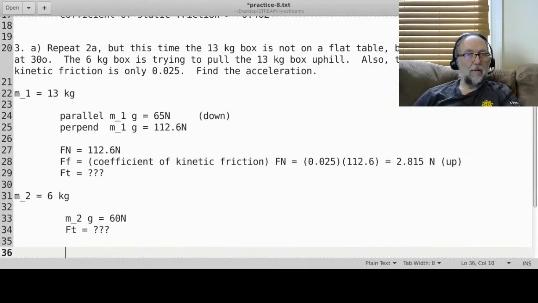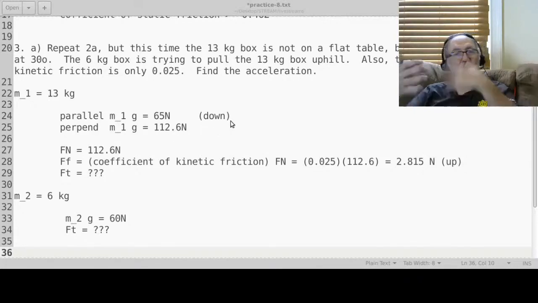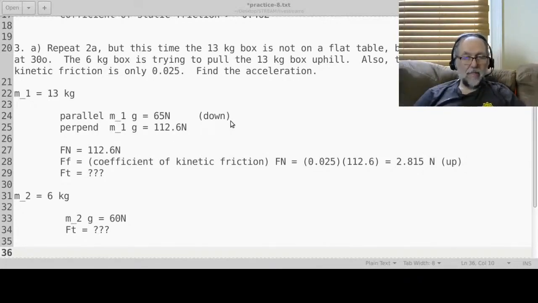All right. And let me make sure that I didn't lose the screen. Okay, good, I didn't lose the screen.